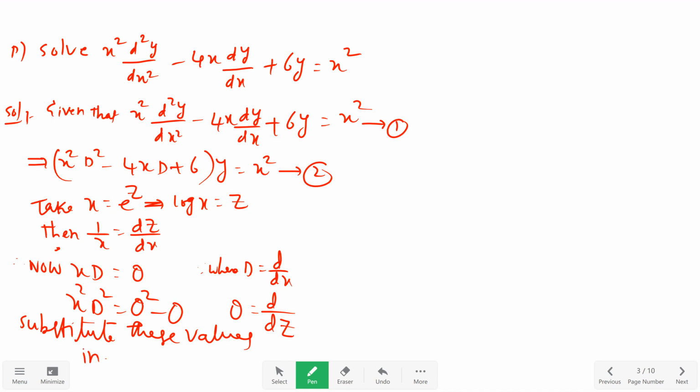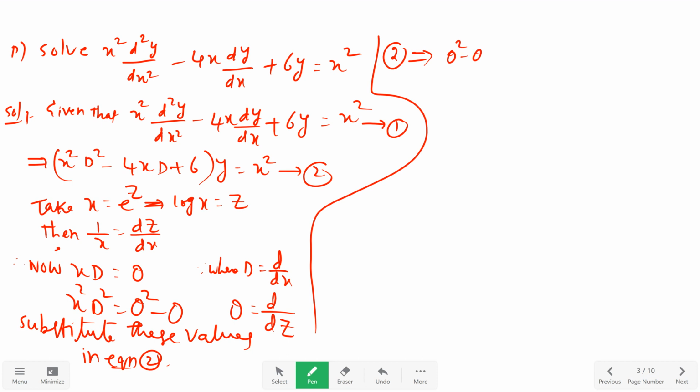Substitute these values in equation 2. We get equation 2 implies x square D square value is theta square minus theta, minus 4 times xD. xD value is theta, so 4 theta. Next, plus 6 into y is equal to the RHS of x square.